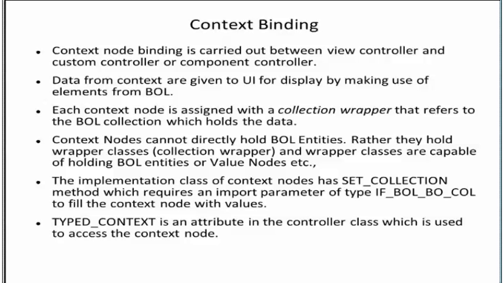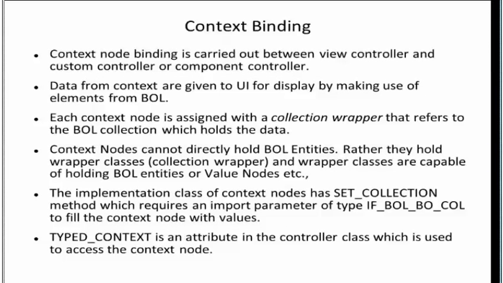So basically every context node will have the COLLECTION_WRAPPER variable which will store the BOL entities. So whenever you need to get or set the entities, you need to get them from the collection wrapper. And we had already discussed that TYPED_CONTEXT is the variable which will refer to the context object. So when we say context node binding, we are actually binding the collection wrappers of two context nodes. With this, we will end this session, and we will continue with the remaining concepts of componentization in the next session. Thank you.